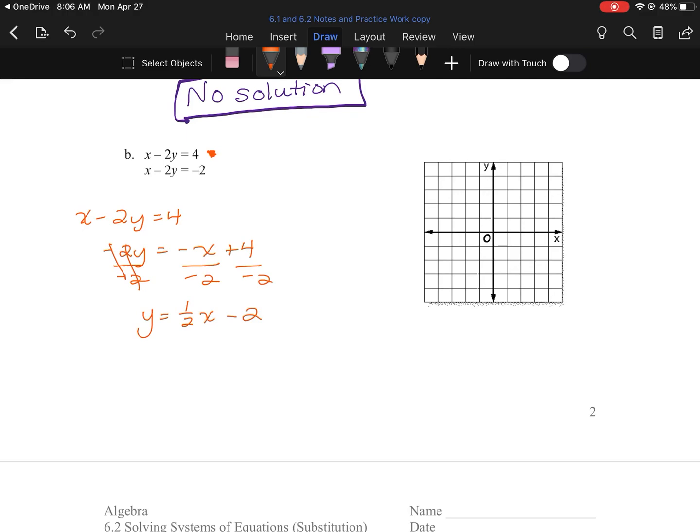So I'm going to go down 2 and put a dot. And now my slope is up 1 for the rise, over 2 for the run. So up 1 over 2. Down 1 to the left 2. All right, so there's that line. Again, try to make it as accurate as possible.